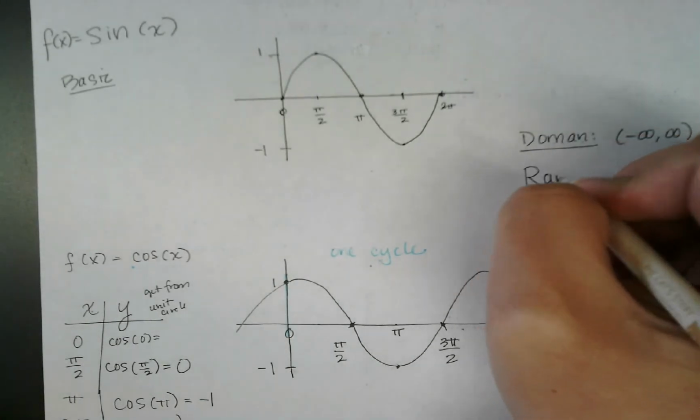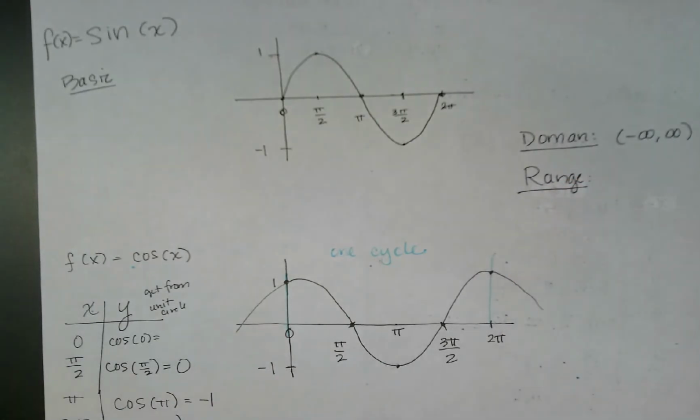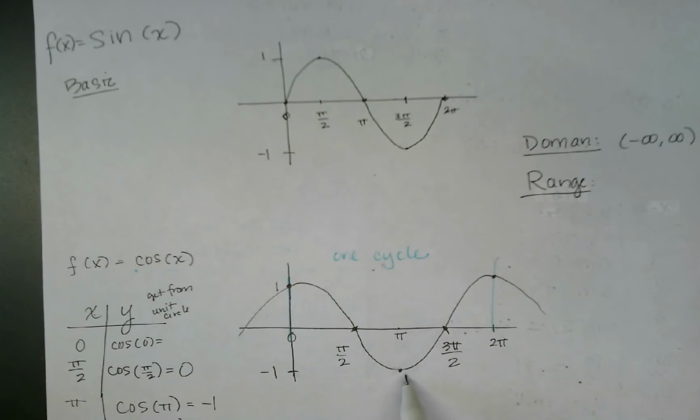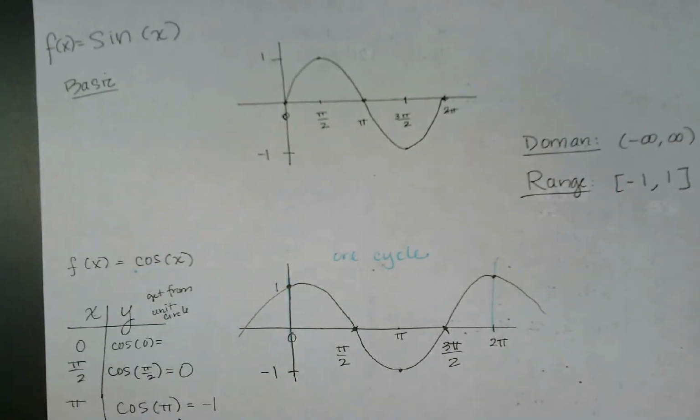Your range is what's weird for sine and cosine. If you look on the unit circle, you cannot ever get a value bigger than 1 or smaller than -1. So you're restricted. Your highest point is always going to be 1. Your lowest point is always going to be -1. So for your trig functions, your range, the output you get for sine and cosine, is -1 to 1. Nothing bigger than 1, nothing smaller than -1.